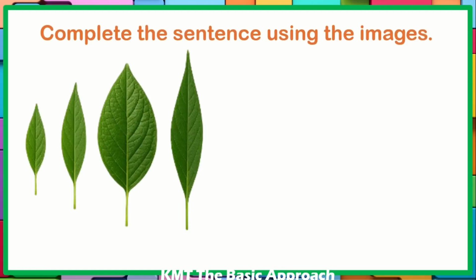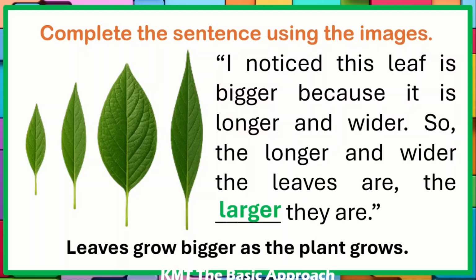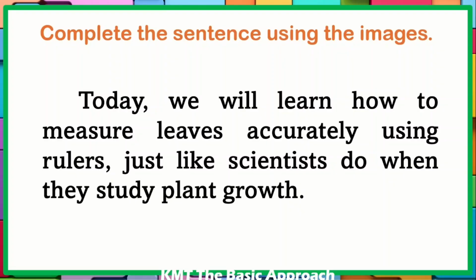Complete the sentence using the images. I noticed this leaf is bigger because it is longer and wider. So, the longer and wider the leaves are, the blank they are. What do you think is the correct answer? Great! Larger. The larger they are. Remember, leaves grow bigger as the plant grows. Today, we will learn how to measure leaves accurately using rulers, just like scientists do when they study plant growth.